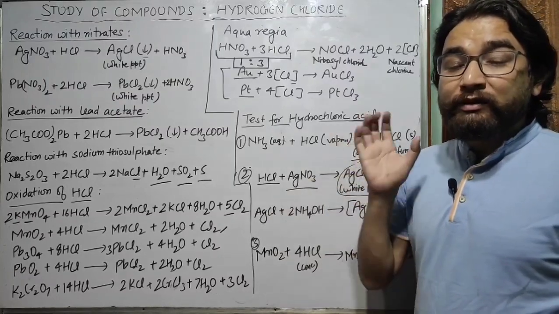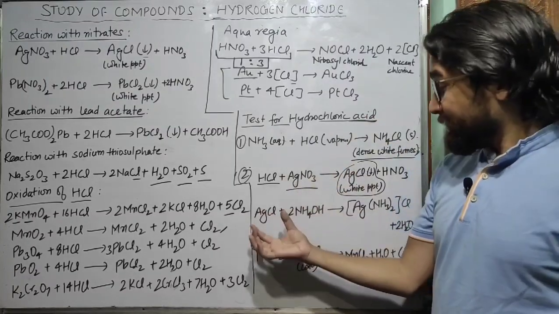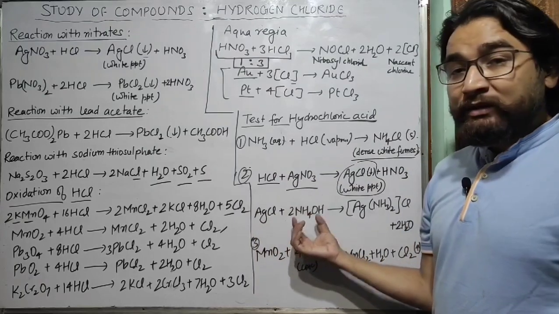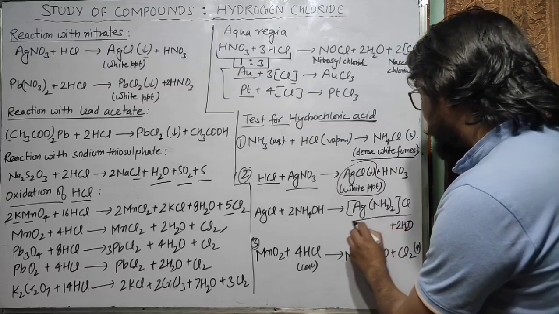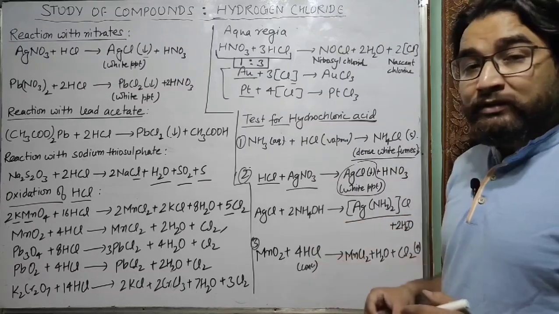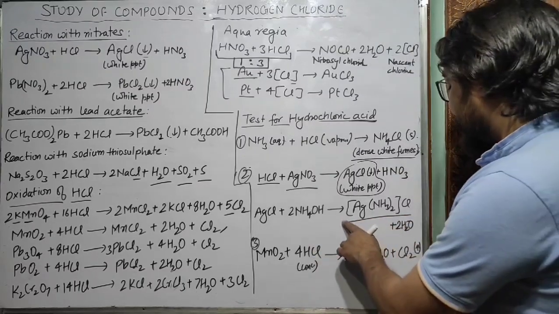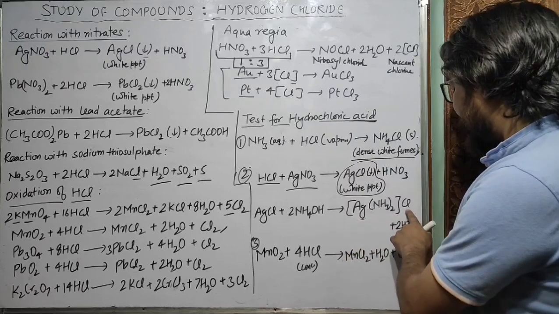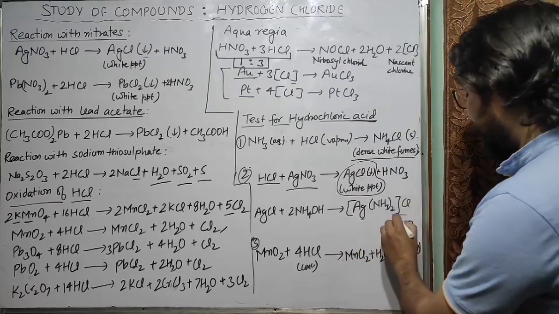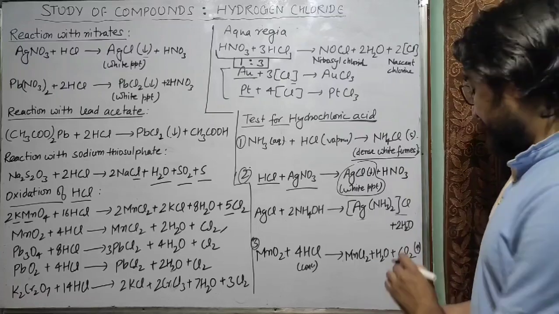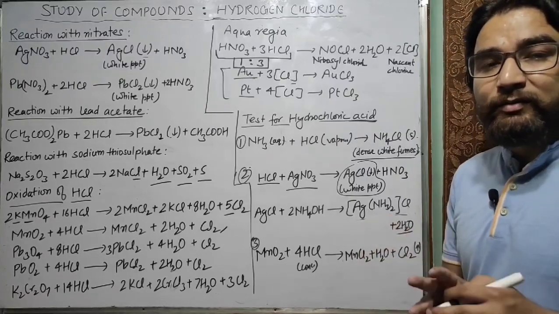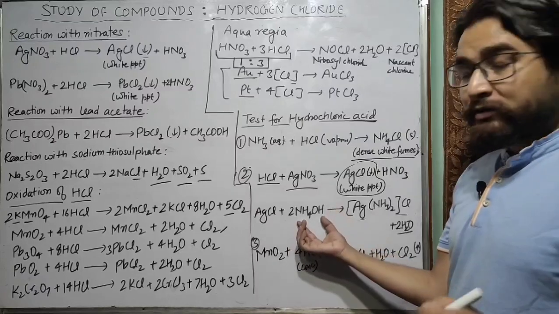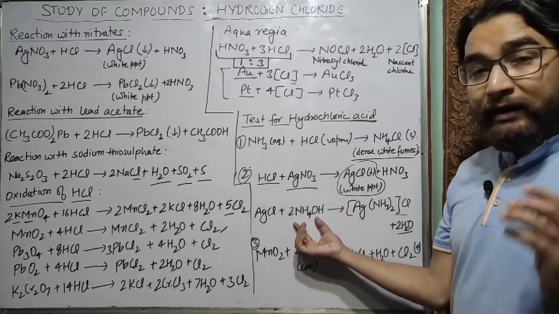And how will we know this is silver chloride? When it reacts with ammonium hydroxide, silver chloride will dissolve in the solution of ammonium hydroxide because it forms diamminesilver chloride, and water is formed. The diamminesilver chloride is highly soluble in water, so it will dissolve in ammonium hydroxide.